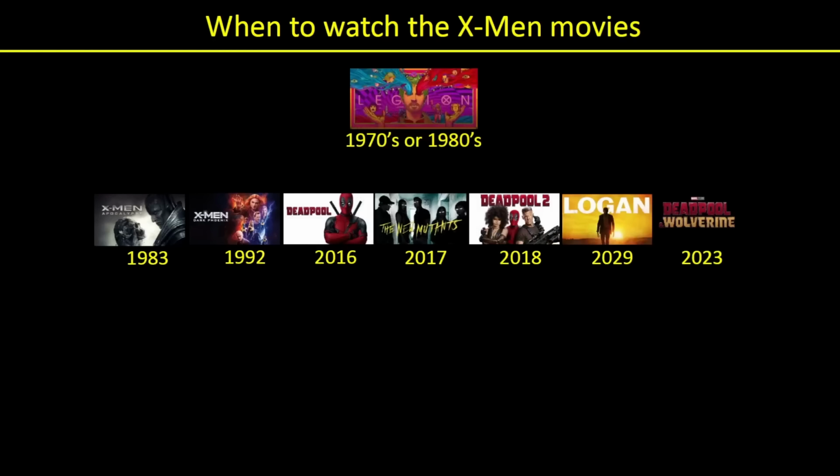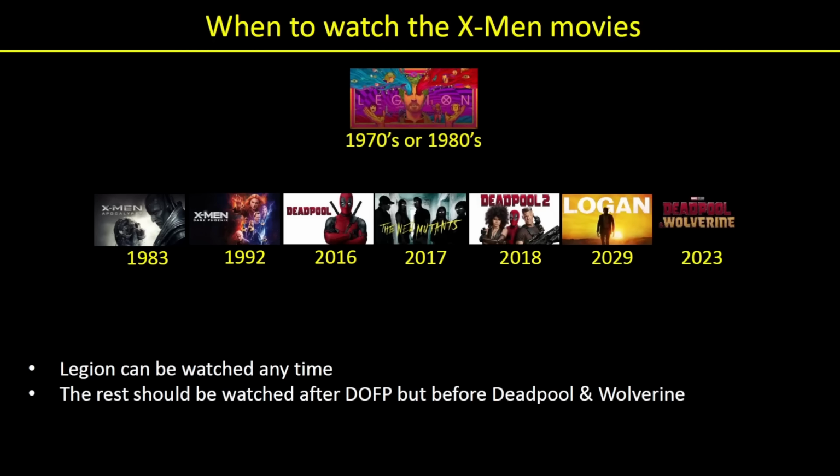All right, so then let's talk about the second timeline, as well as Legion. So Legion, as I kind of implied, you can watch that whenever you want. I do not believe it's tied to any of the timelines, which is fine. It's a great series, by the way. Don't sleep on it. You should watch it, but I don't think it's tied to anything else. So the rest, as long as you watch it after Days of Future Past, but before Deadpool and Wolverine, you're fine. For my recommended order, I do have just kind of a binge right after Days of Future Past.